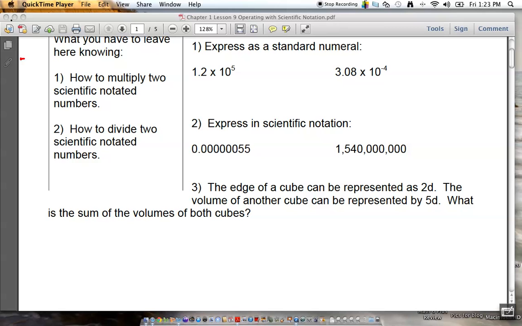That was the chair. Just being clear on that. Okay. 1.2 times 10 to the fifth. Ready? 1, 2. Now I have to move a total of 5 places. Right? You with me on this?